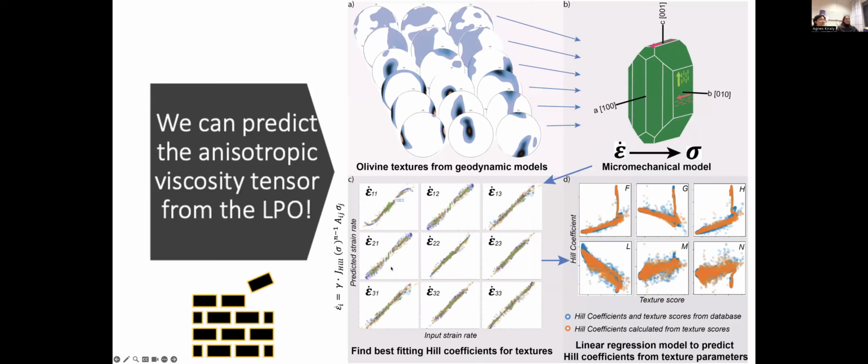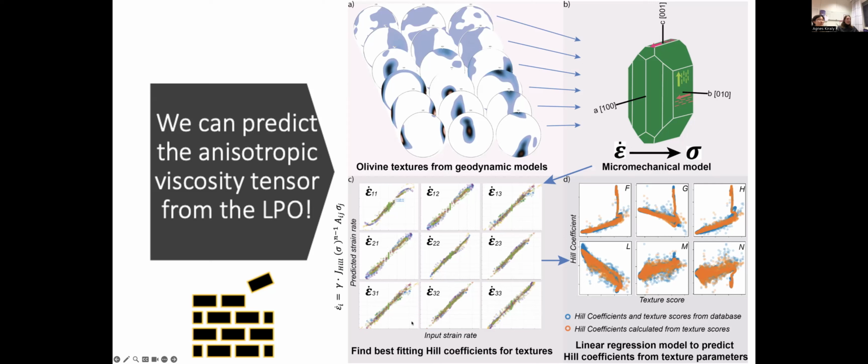And so what I have been working on lately is to try to find an easy way to recover these Hill coefficients directly from texture parameters, because otherwise to actually find these 6 parameters, you have to run these micromechanical models many times to then do some minimum fitting to find these Hill coefficients.